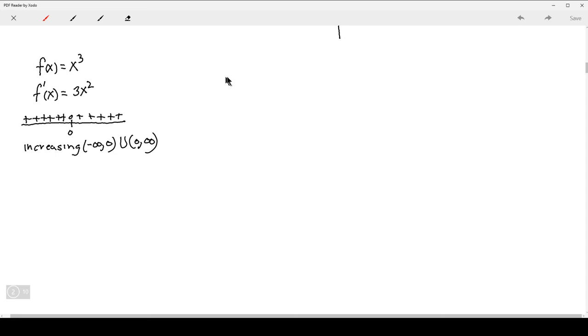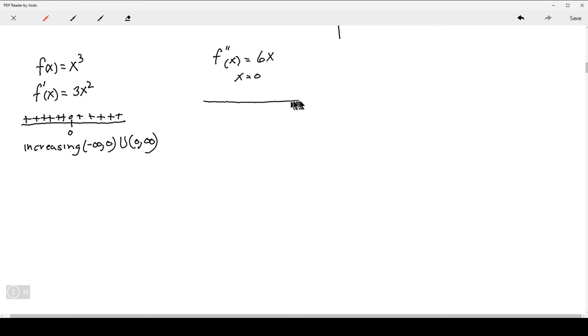If I take the second derivative, f double prime, I take the derivative of this, and it's going to be 6x. If I want to know whether or not I have an inflection point, I need to set this equal to 0 and solve it. That's going to give me x equals 0.